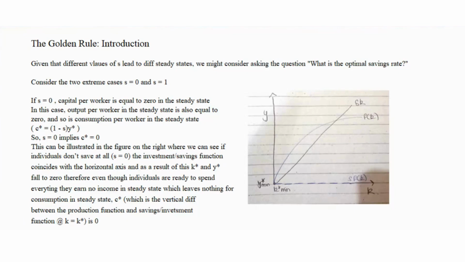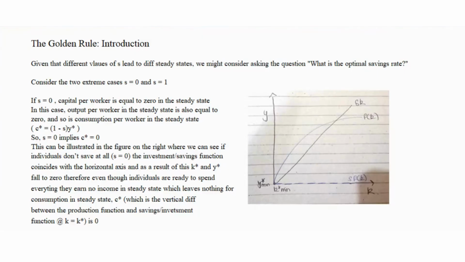We want to now look at, given that different values of S lead to different steady states, what is the optimal savings rate? So for this, we'll consider two extreme cases for the savings rate, because we know the savings rate can take values between 0 and 1. So we'll consider the two extreme cases: S is equal to 0 and S is equal to 1.